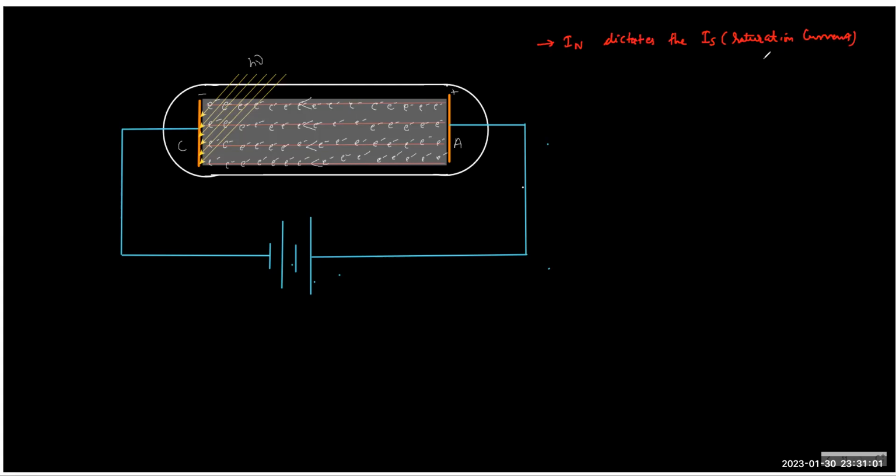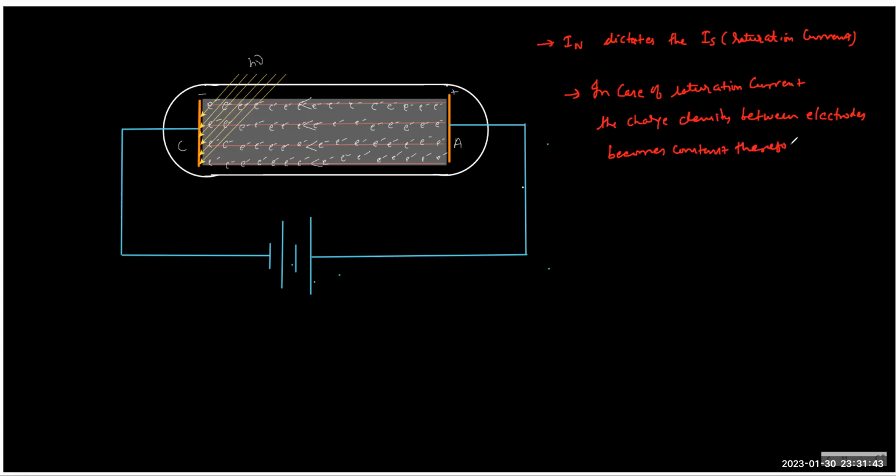Understood what I'm saying? Yes, sir. So in case of saturation current, the charge density between the electrodes becomes constant.